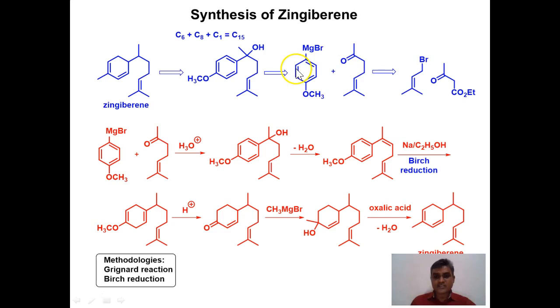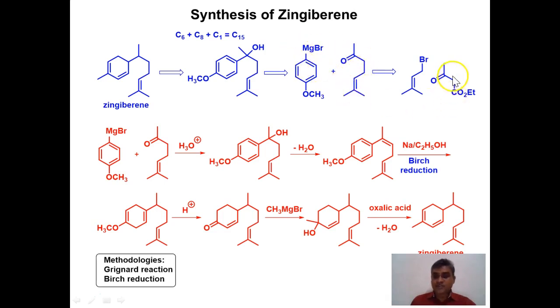So 8 plus 6 is equal to 14, and one carbon atom is provided by the methyl magnesium bromide. So we get here this methyl substituent. This is coming from Grignard. This ring is coming from aromatic system, and this one is coming from methylheptanone. Here very basic reactions are involved, and that's why this synthesis of gingiberine is very interesting to discuss.